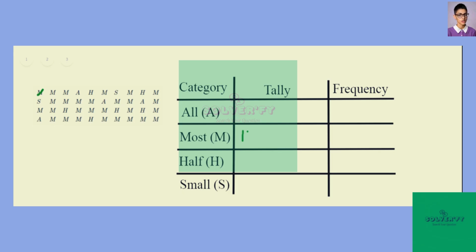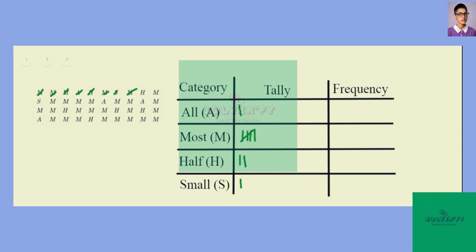Next one's another M. So M. Another M. And we have an A. And every time I tally one, I'm going to make sure I cross it off so that I don't count it twice. That will help me make sure that I count every single value exactly one time. When I get to my 5th M, I want to go across as the tally there.